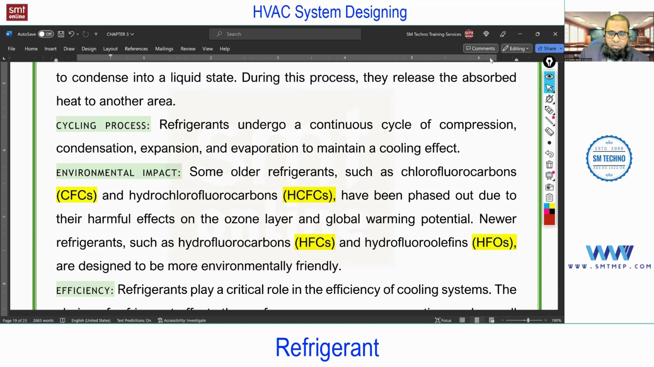But still in the market you can find HCFC. HCFC also affects the ozone. It's also not completely environmentally friendly, but compared to CFC the effect is less, approximately 8 to 10% of the effect on the environment compared with CFC. So you can still find HCFC in the market, and the best example of HCFC is R22. R22 is still in the market; you'll find it in refrigerators, window ACs, split ACs, water coolers, etc.